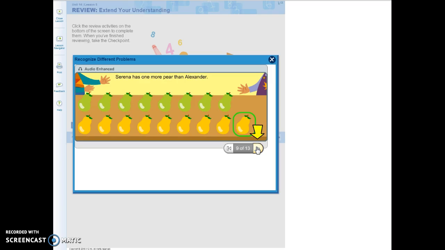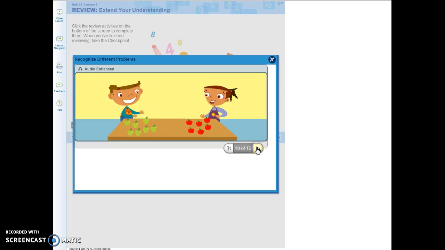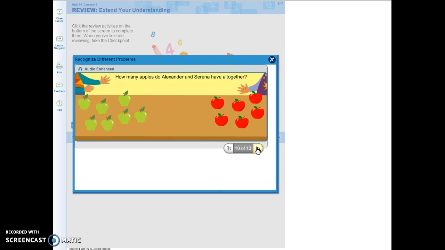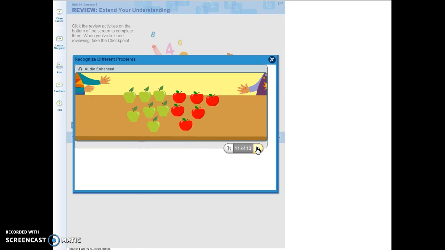Serena has 1 more pair than Alexander. Serena and Alexander want to find out how many apples they have all together. Click the arrow to find out more. We can put our apples together in one group to find out how many we have all together.